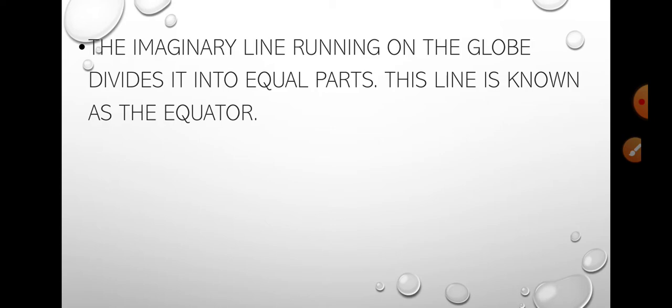Read the definition. The imaginary line running on the globe divides it into equal parts. This line is known as the equator.